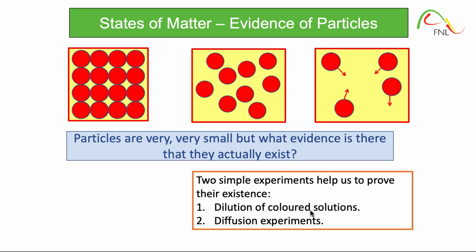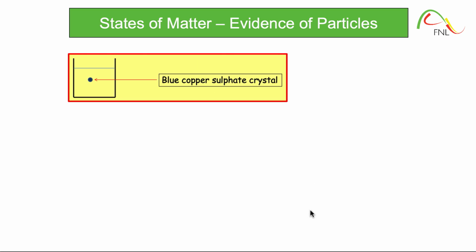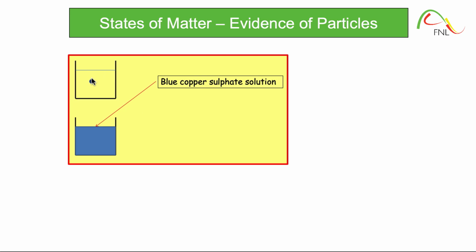Let's start by looking at dilution of coloured solutions. Suppose you've got a beaker of water, and into that beaker of water we drop a blue copper sulfate crystal. What's going to happen? Will the blue crystal stay there? No, it won't. It will spread out. We talked about this spreading out to fill the available area. We end up with a blue copper sulfate solution. We don't get darker blue down here and lighter blue there. It's a uniform blue colour because the particles are spread evenly.